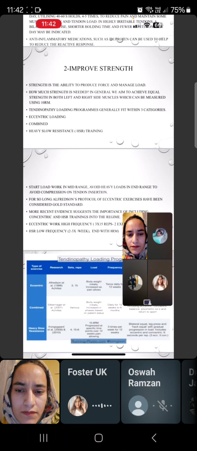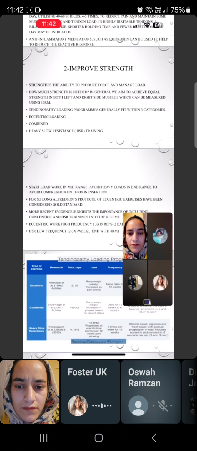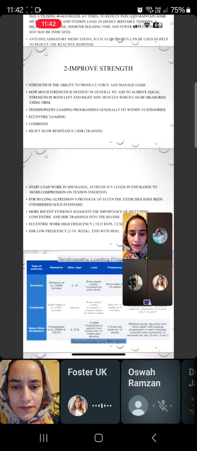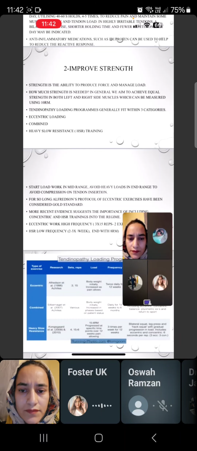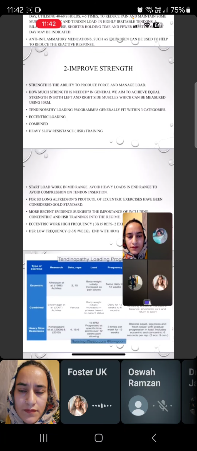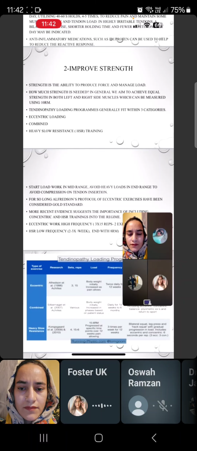You add a bit of concentric work, you add a bit of plyometrics, you add a bit of load energy training, your combined training. So in the first, we used to know there was only eccentric. As far as I know, when we used to study, the most acceptable gold standard was just the eccentric training. However, now the new research tells you that load training is very important. The more load you add, the more adaptability of your tendon. So a bit of a mix of all these three, your eccentric, your combined, and your heavy slow resistance is going to give you the best results to improve strength.